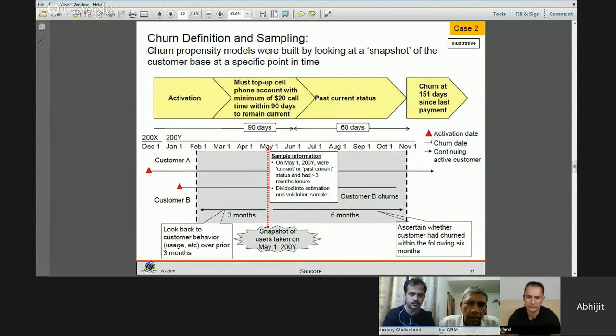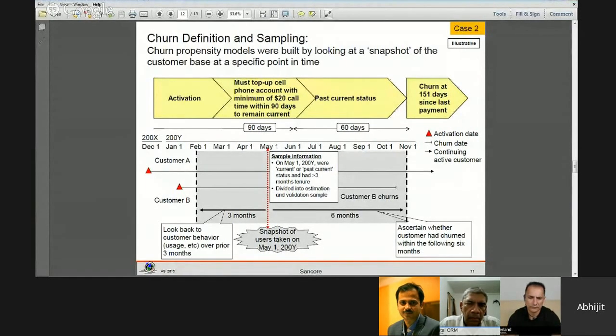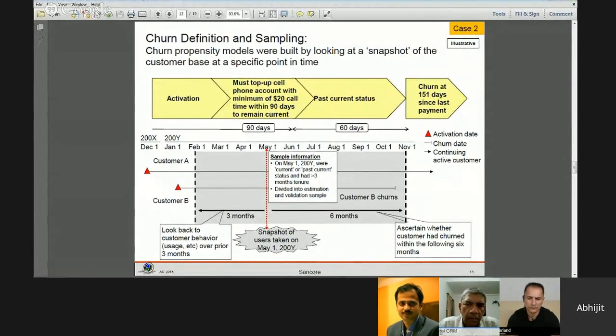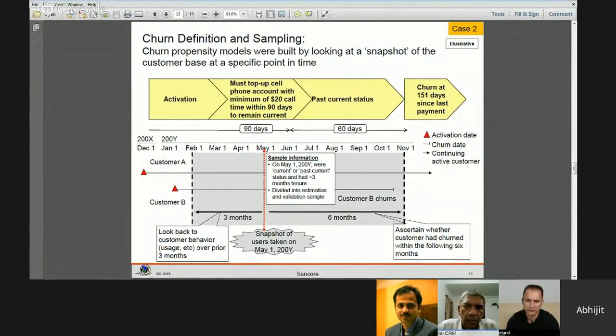So we were saying that, okay, activation, then you must do some top up with a minimum of $20 call, and then you become past, what the term was, past current, which means it was 60 days, and then you churned at the 151st day after activation.